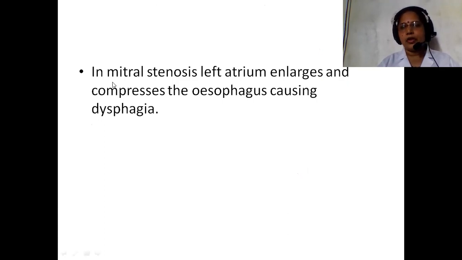Next, mitral stenosis. In mitral stenosis, the left atrium enlarges and compresses the esophagus, causing the dysphagia. जब mitral valve के अंदर stenosis हो जाता है, या इसका narrowing हो जाता है, उस टाइम पे क्या होता है, लेफ्ट एट्रियम एनलार्ज हो जाती है, due to that mitral stenosis और enlargement of this left atrium, what happens, it compresses, क्योंकि हार्ट के पीछे कौन सा एरिया, इसोफेगस प्रेजेंट है, this enlargement of this left atrium compresses the surrounding area, the esophagus, causing the dysphagia.